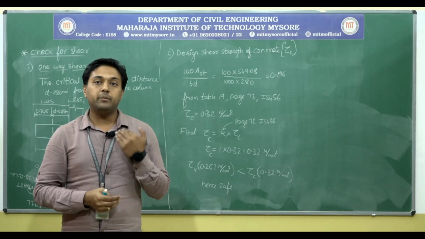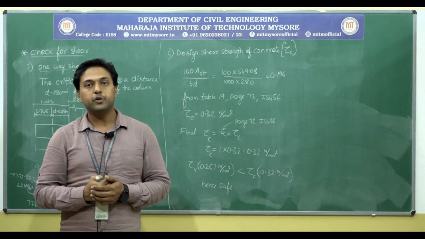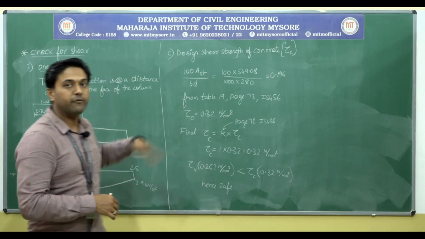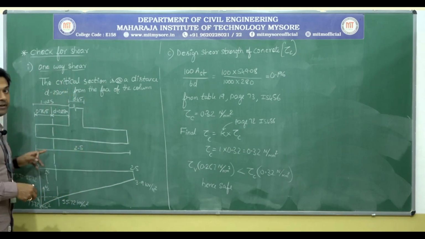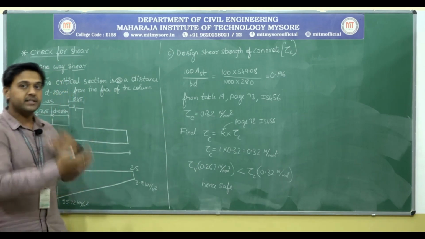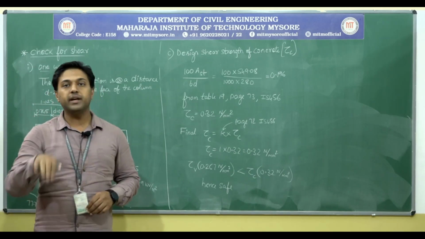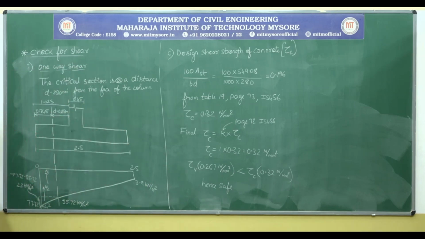Okay, so now I will be doing for two-way shear. So in both ways I will be checking the shear. This is for one-way shear, where I have checked only in this particular direction, that is 2.5 meter. So now let me be safer and check for two-way shear, which means in both directions. So the next heading is check for two-way shear or check for punching shear.